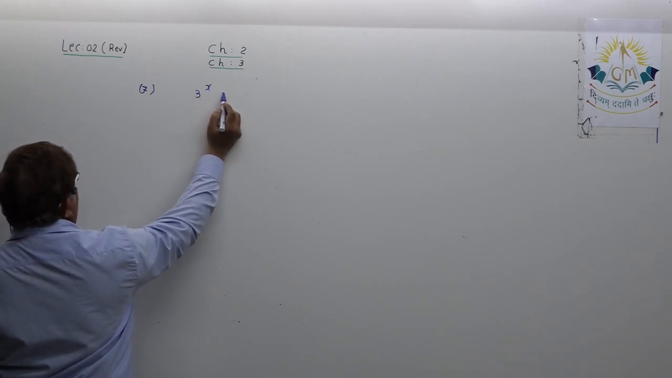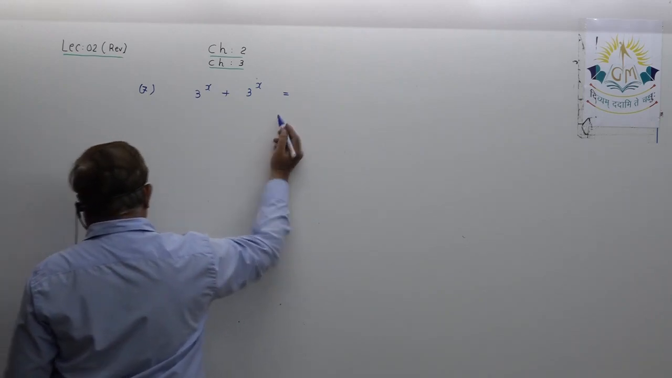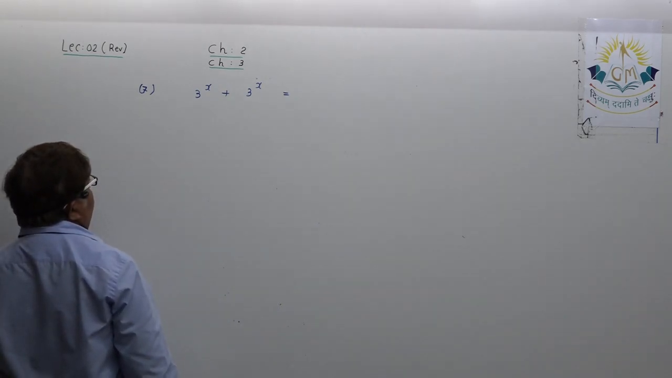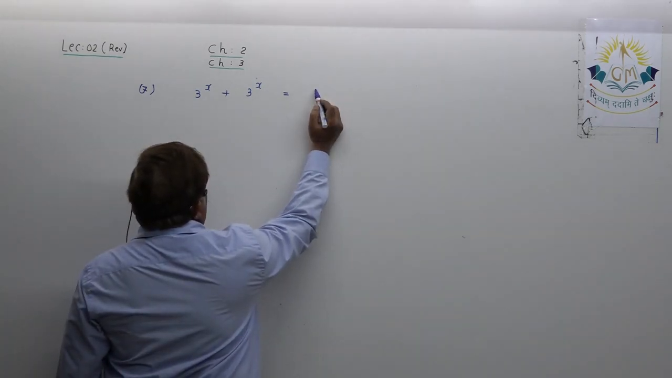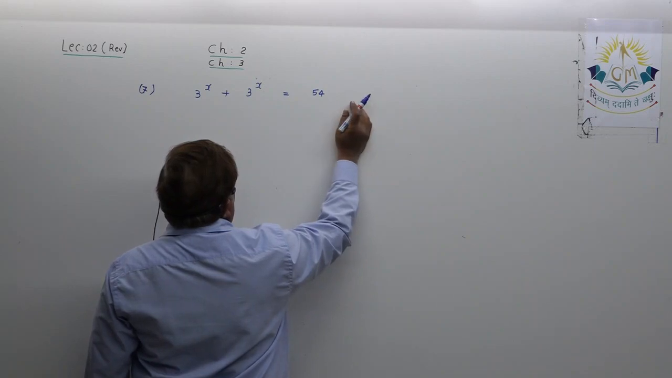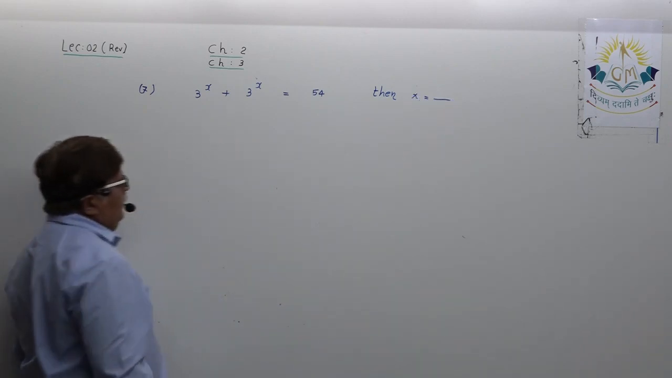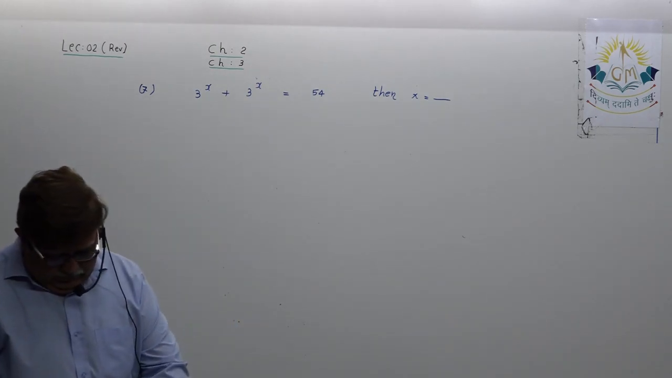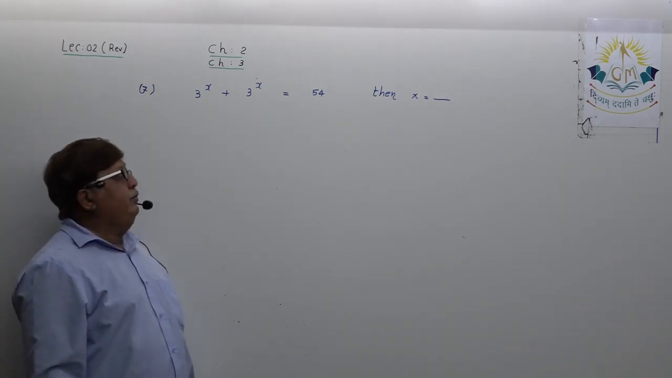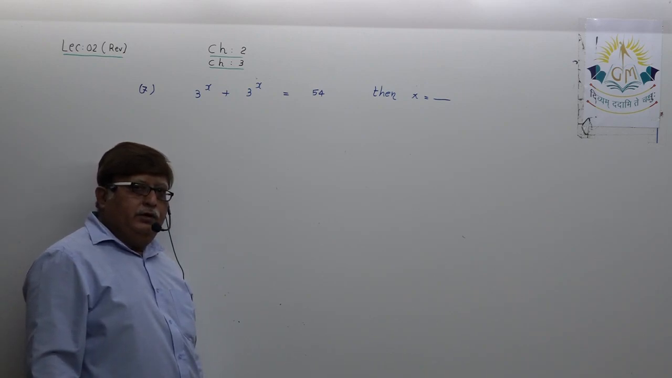Suppose I write this way: 3 raised to x plus 3 raised to x equals, suppose I have written, understood, 54. Then x equals dash. Dear student, very important example, understand, a little difficult to understand and answer. 3 raised to x plus 3 raised to x equals 54. Then what is the value of x?